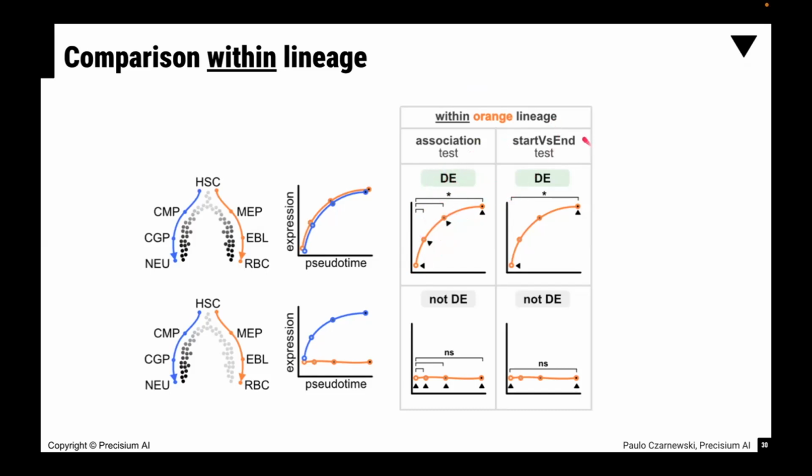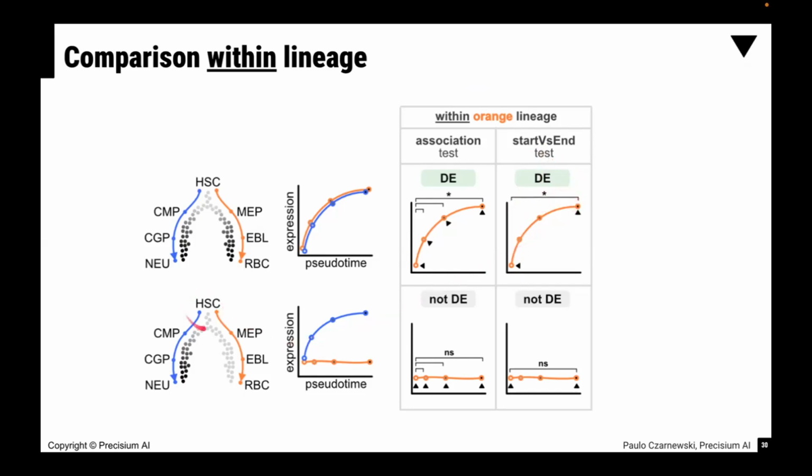Another test is just comparing the start versus the end. Sometimes there are curves that are upregulated and then go back. But in this case, you can see that the final endpoint and the start point are different. So for this test, this gene is differentially expressed because the start and the end are different.